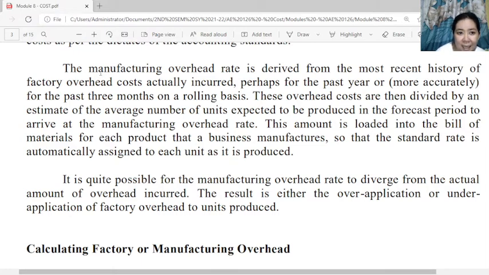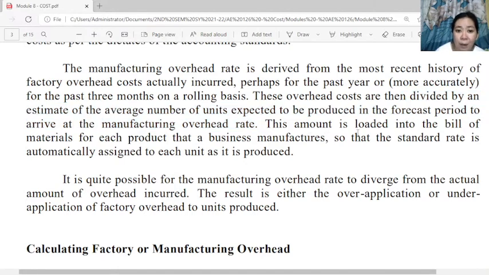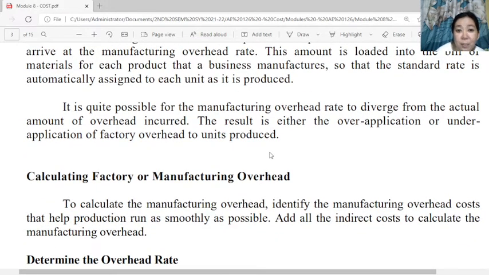So basically, this is the most recent factory overhead cost, or factory overhead cost actually incurred, divided by the number of average units expected to be produced. This is how we determine the manufacturing overhead rate. This amount will be loaded into the bill of materials for each product that a business manufactures so that the standard rate is automatically assigned to each unit as it is produced. It is possible for the manufacturing overhead rate to diverge from the actual amount of the overhead incurred. So the result is either, as we have encountered before, an over application or under application of factory overhead costs.